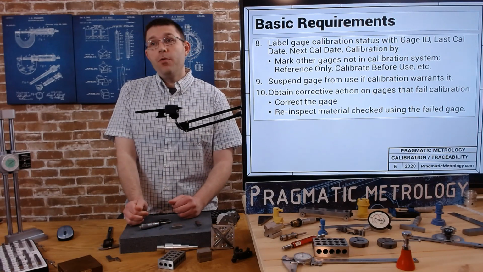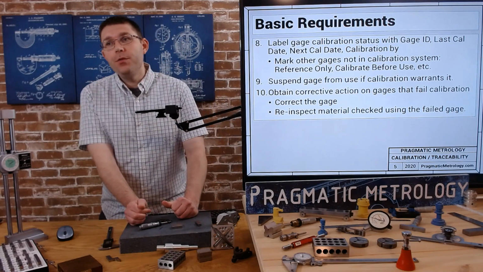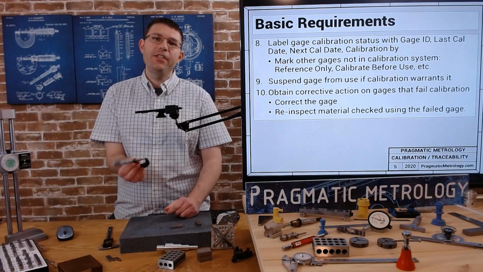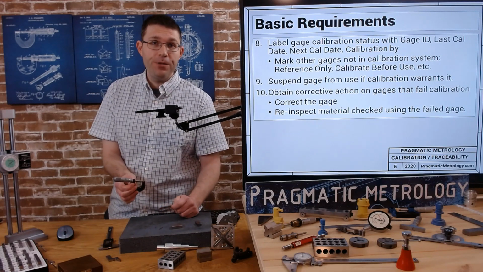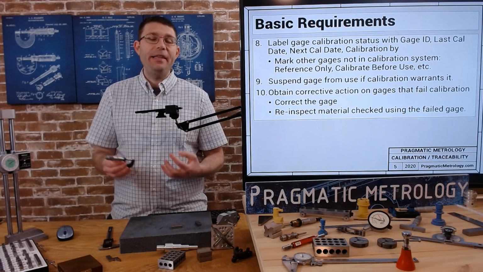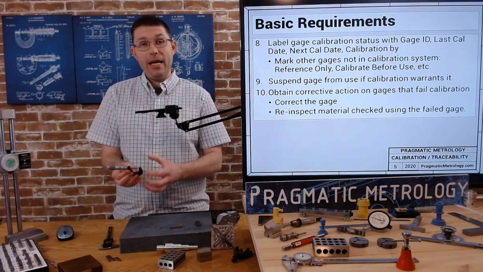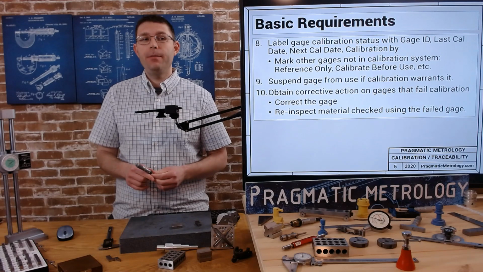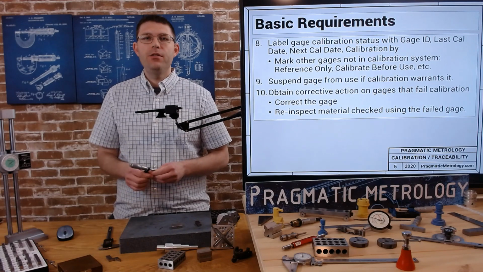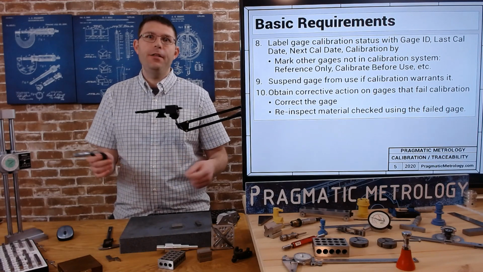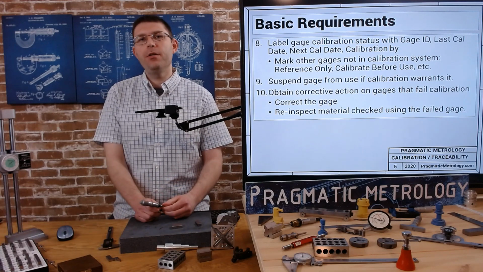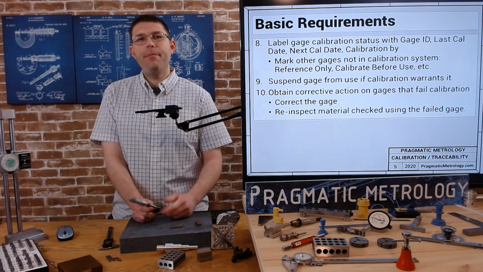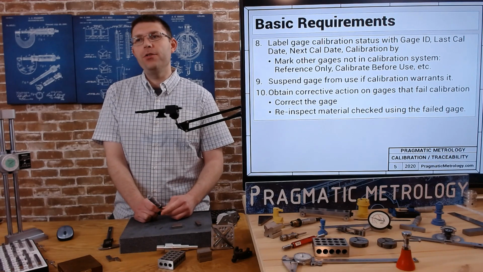Number 9 is an important one. Suspend gauges from use if calibration warrants it. So if your gauge is failing calibration, you can't repair it at that moment, tag it out, set it aside. Red tags are more than acceptable. There's some other methods, just failing the calibration and leaving the paperwork with it. But make sure that it doesn't get back into rotation and back into use.